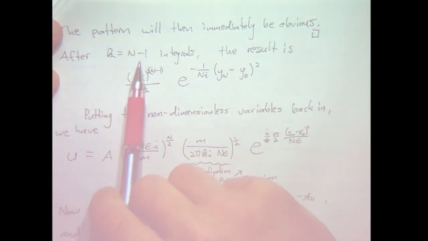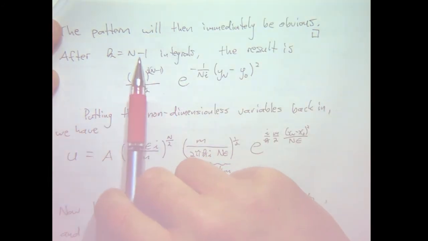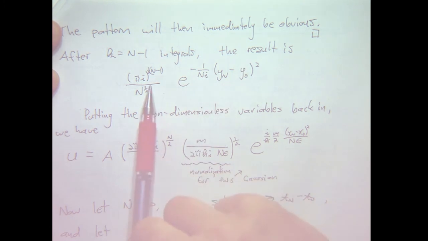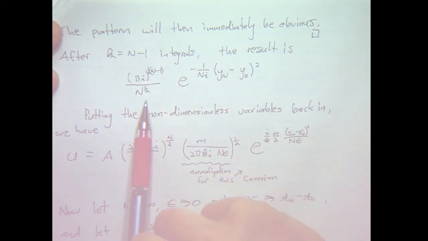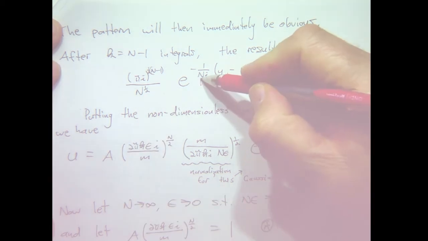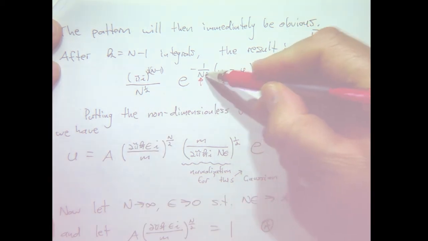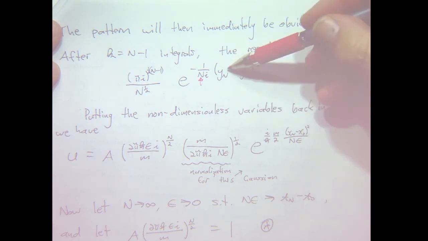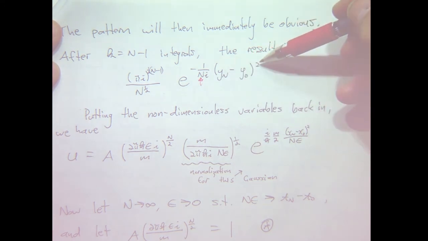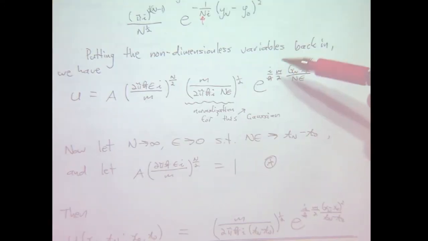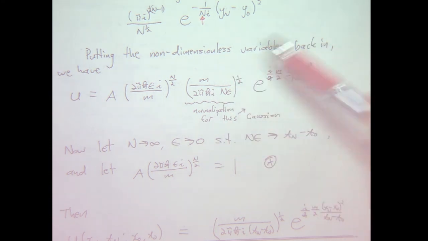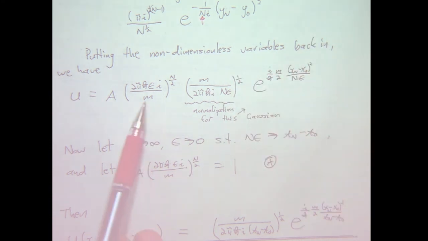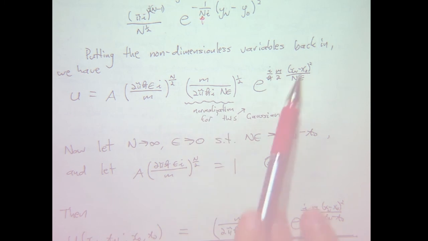And you'll see how it works as well. Anyway, after n minus 1 integrals, in other words, you get to the other end, the result is pi I to the half times n minus 1 divided by square root of n. And in here you got n, and you got y n minus y zero squared. Then you put the non-dimensionless variables back in. You get that times that, and so on.